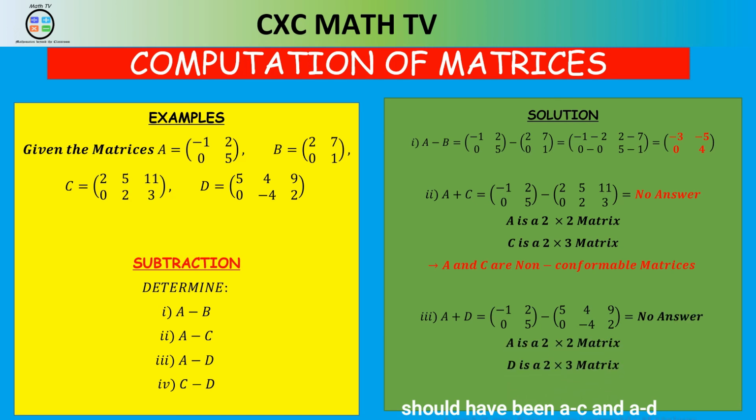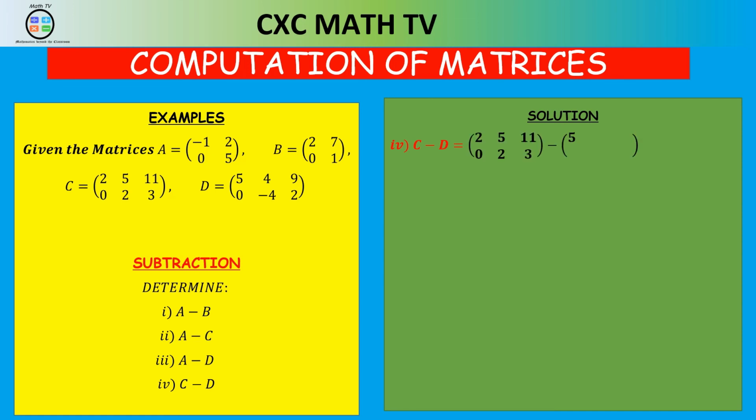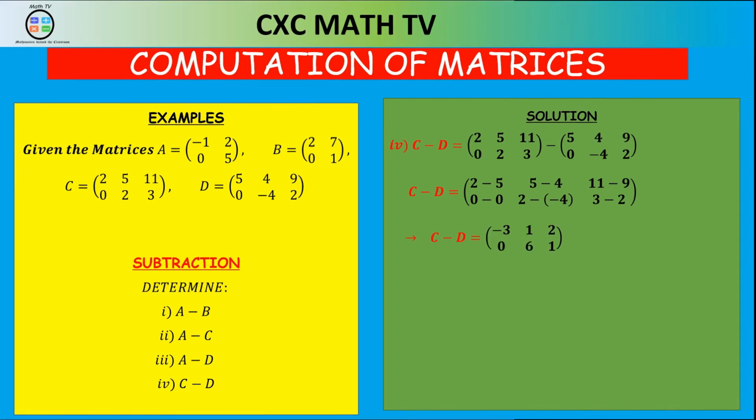Alright? Now let's have a look at C minus D. To compute C minus D, it's both 2 by 3. So we're going to subtract corresponding elements. 2 minus 5, which is negative 3. 5 minus 4, which is 1. 11 minus 9, which is 2. 0 minus 0, which is 0. 2 minus negative 4, which is 6. And 3 minus 2, which is positive 1. And that's how we subtract two matrices.